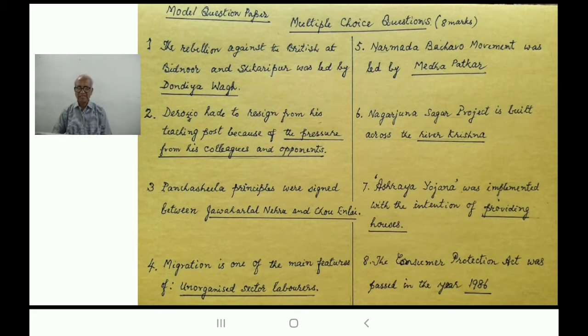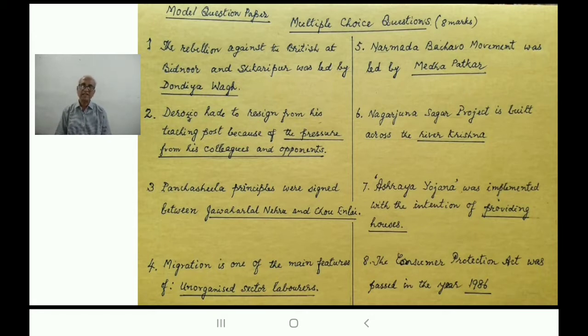Fourth one, migration is one of the main features of organized sector laborers, unorganized sector laborers, child laborers, female laborers. The right answer is unorganized sector laborers. They don't have any service rules. Their jobs are not of a permanent nature. They always like to switch over or leave the place and go to other places in search of better jobs. Or sometimes they are removed from service even. Security is not there.